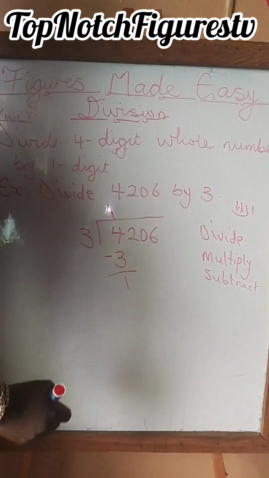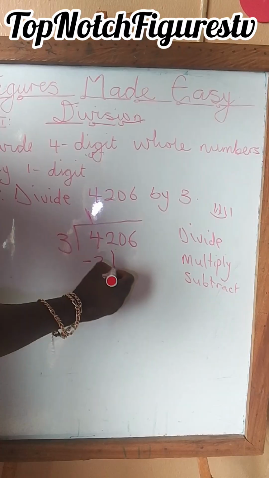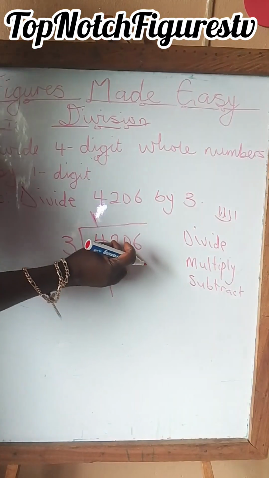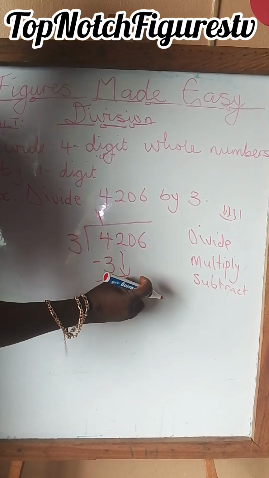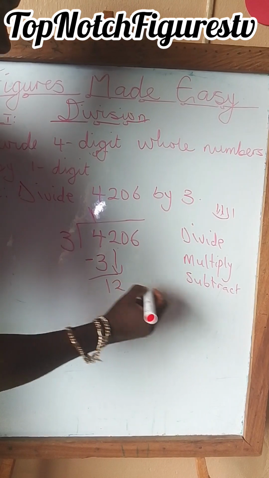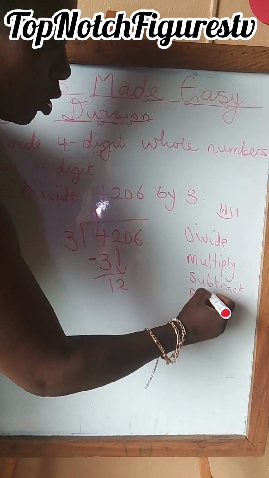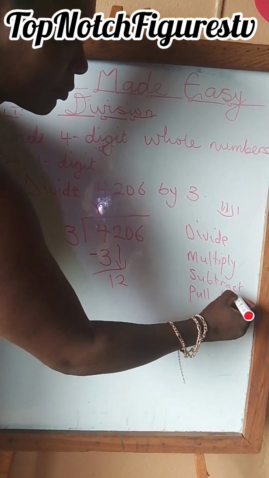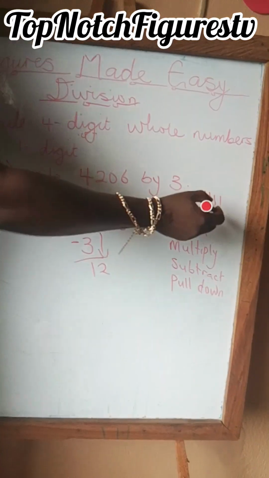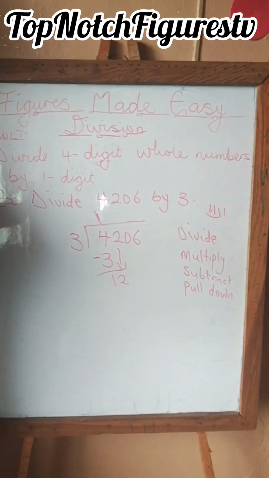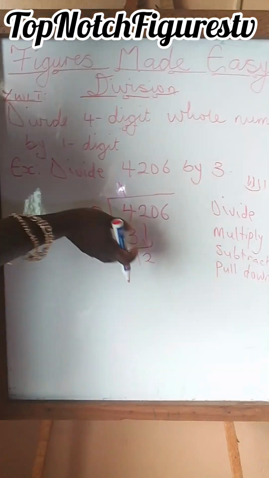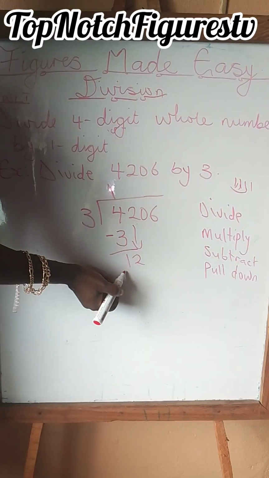Then the next thing is what? We will pull down. Pull down the next number. The next number we have there is 2. Pull it down. These are all we need to do when we are doing long division. So let's continue.